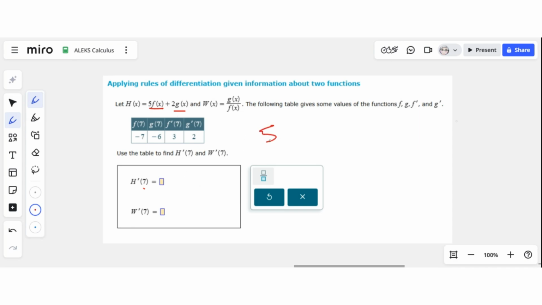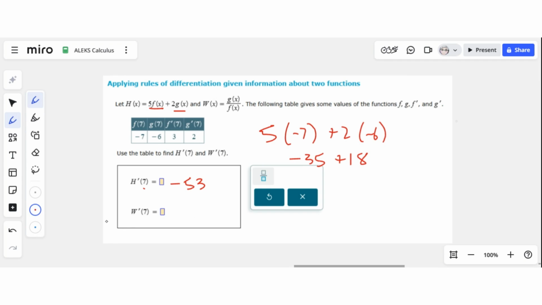So that is going to be 5 times f of 7, which is negative 7, and 2 times g of 7, which is negative 6. So we've got negative 35, and we've got minus 12, so that's negative 47. I think that looks right. Yeah, looks right.